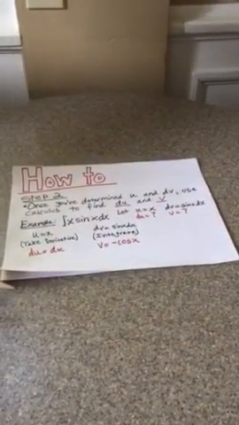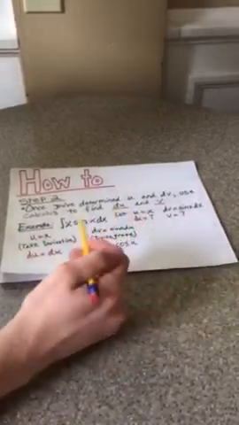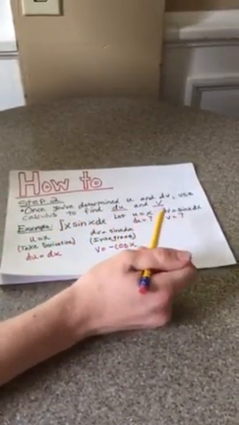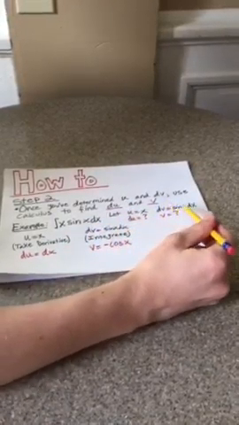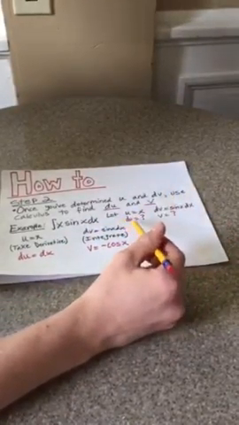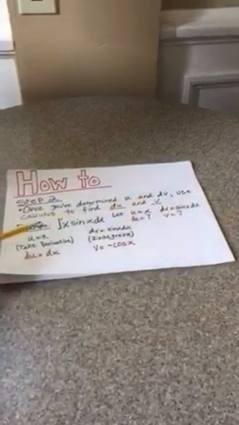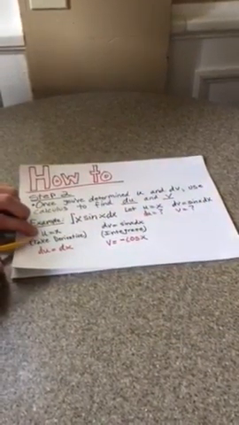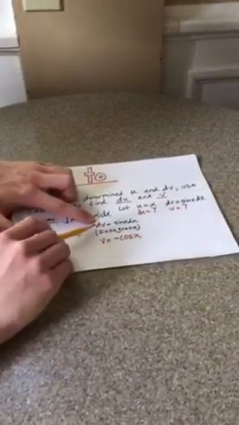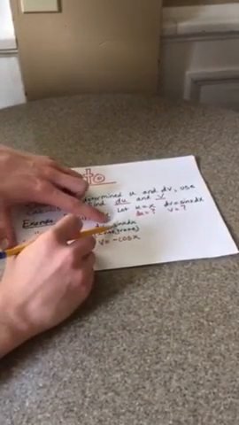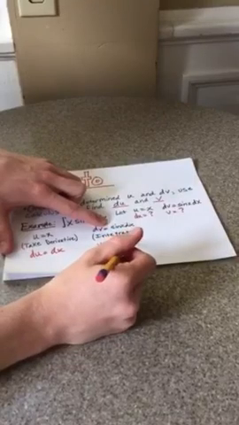Step 2. Once you've determined u and dv, use calculus to find du and v. So back to our example, we have u equals x and dv equals sine of x dx, but we need to find du and v. To do that, to find du, we'd take the derivative of u to get du equals dx. And to find v, we'd integrate dv, or sine of x dx, to get negative cosine of x.